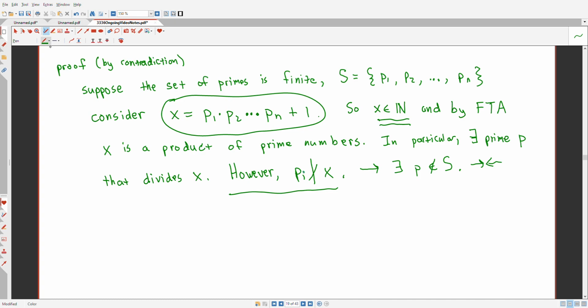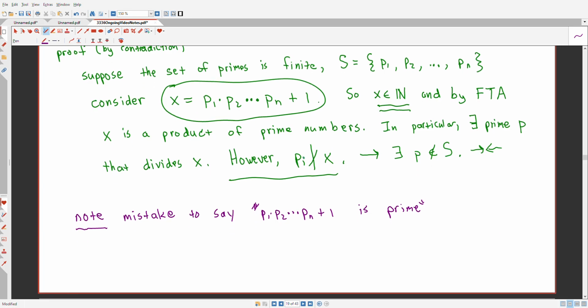I should make one little note here. You can look in different textbooks and notes from other people who teach this sort of material, and it's a common mistake to think that what was going on in this proof was that the product of P1 and P2 up to Pn all plus 1 is prime. I was careful to avoid saying that. What I really said in my proof above wasn't that this is prime, but that this new number can't be divisible by any of the primes we started with.